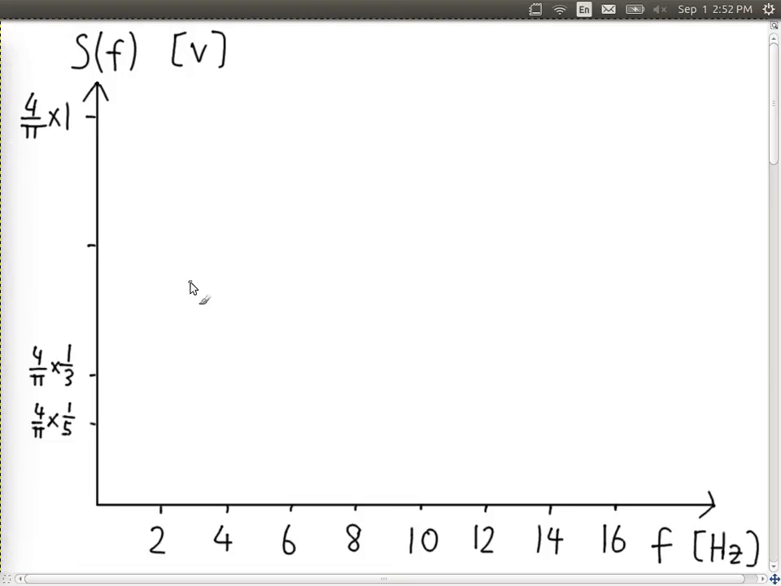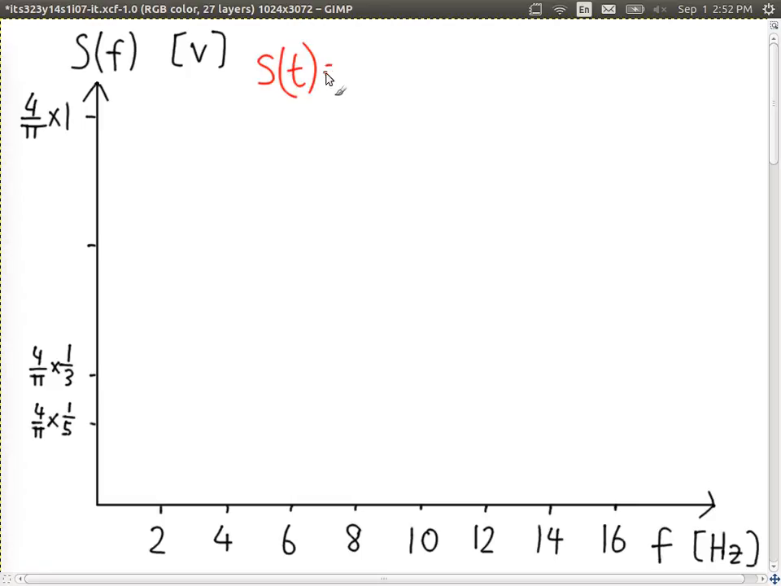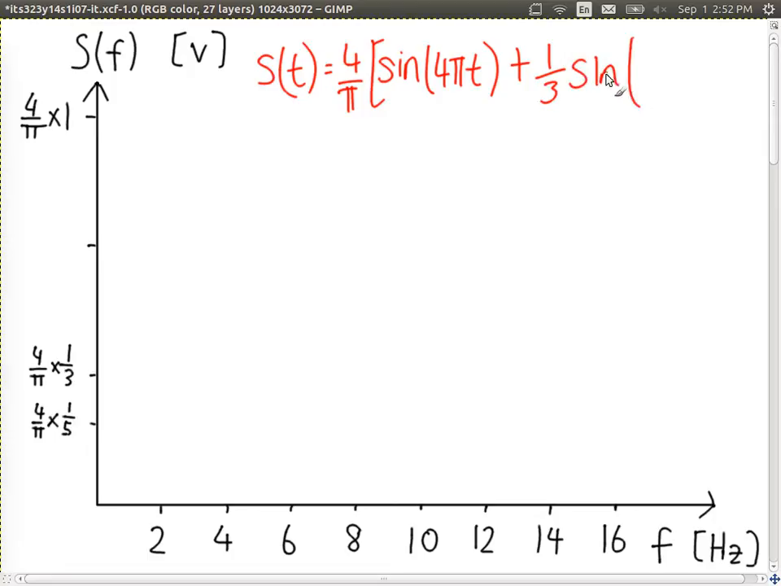Let me at the top write the equation again so that we don't forget. What do we have? We had S of t was 4 on pi. You have this equation from before. Sine 4 pi t plus 1/3 sine, what do we have? 12 pi t. This is the equation from last week. It's called S2.